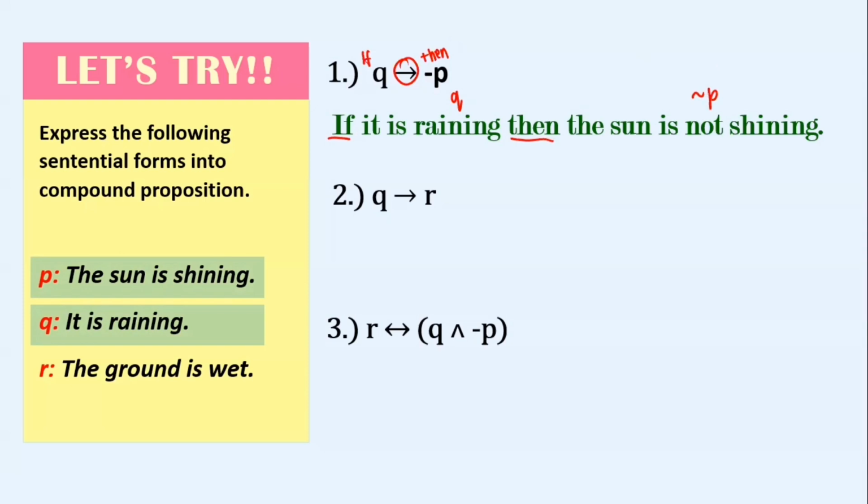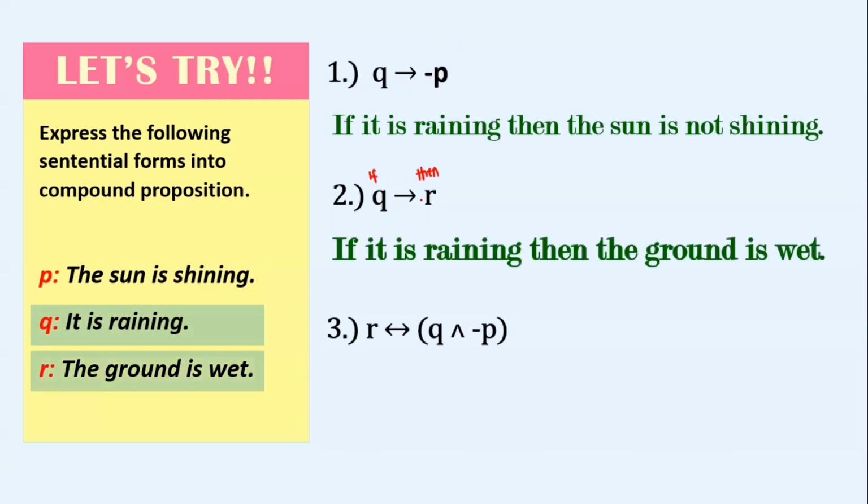Okay, next, number 2. So, yung Q naman, it is raining. And then, since ito ay if then ulit, so conditional. So, if Q, then R. Okay, so we have, if it is raining, then the ground is wet. So, raining, ito yung Q natin, and then, the ground is wet, ito yung R natin. So, yung logical connectives na ginamit natin is yung if, tsaka then.